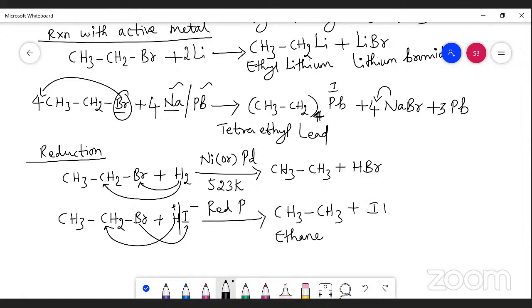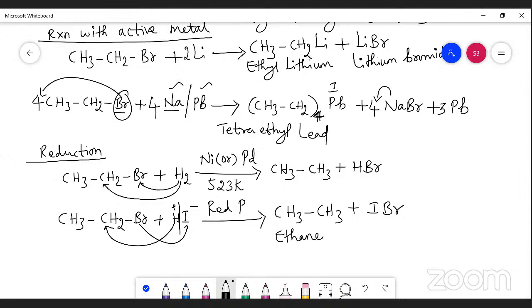So IBr, this is your interhalogen compound, bromine iodide. And just on looking at this reduction, generally haloalkanes are reduced into alkanes. So today we have taken all those things. One is the elimination reaction completed, second is the reaction with the metals completed, and third is the reduction process.